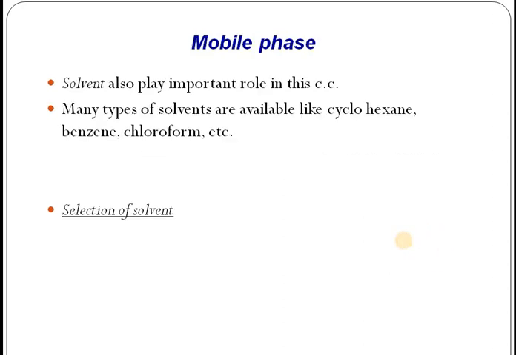Mobile phase. Solvent also plays an important role in column chromatography. Many types of solvents are available, like cyclohexane, benzene, chloroform, acetone, petroleum ether, ethyl acetate, methanol, ethanol, and so on.